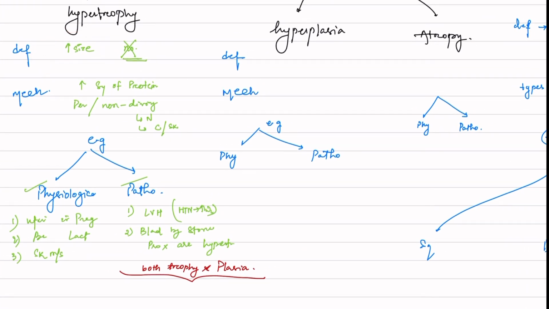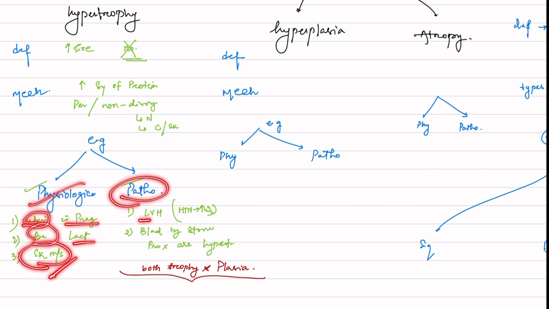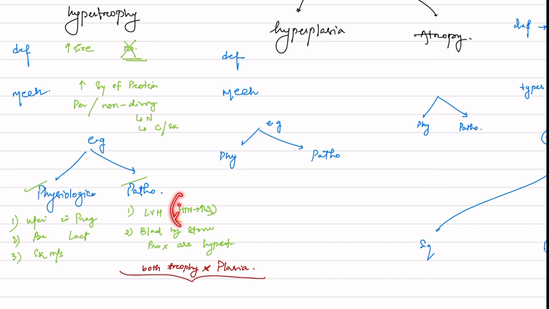Hypertrophy is increase in size, not the number of cells, due to increase in the synthesis of proteins in permanent or non-dividing cells like neurons, cardiac or skeletal muscles. It can be physiological or pathological. In physiological, like uterus in pregnancy, breast in lactation, skeletal muscle in bodybuilders. Pathological can be left ventricular hypertrophy, due to hypertension with increase in workload. Then bladder obstruction by stone, and in this the proximal area hypertrophy occurs. There is increase in the smooth muscle cells also, we can see increase in the size.